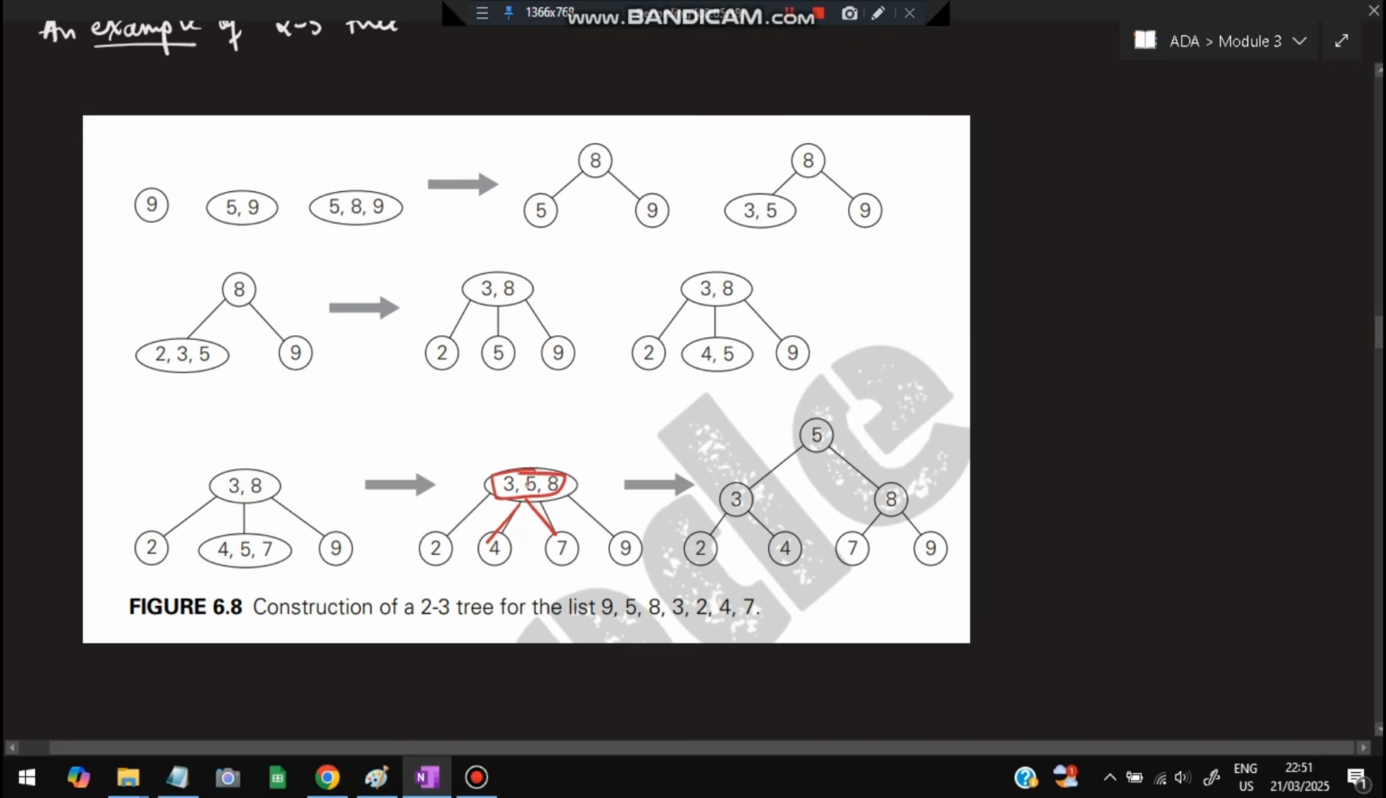Again these 3 elements are there. Whenever 3 elements are there, we have to divide it. So when we divide it, 5 will come here and left part will be 3 and the right part will be 8. And already we have the 4 and 2, right? So 3 will be coming here in the left part, which will be having the left as 2 and right as 4, and from here 8 will be coming, which will have in left part as 7 and right part as 9. So it will become like this. Okay, so this is called as 2-3 trees.